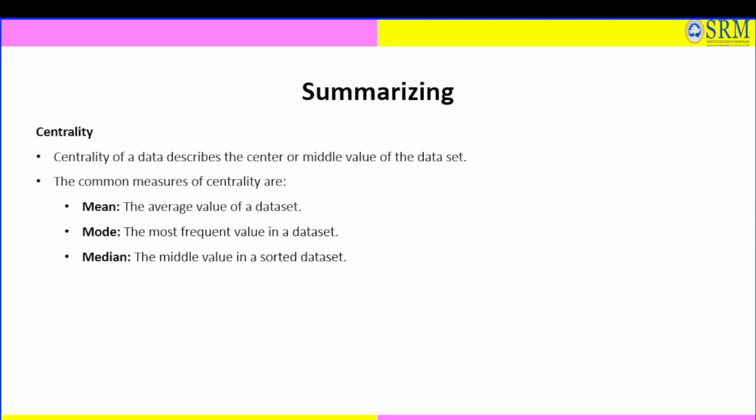Next is the mode. Mode is the most frequent value in a data set, and a data set can have only one mode, in which case it is called unimodal, or it can have multiple modes, called multimodal, or even no mode. And the last one is the median. The middle value in a sorted data set is called the median. In this case, you have the data in a sorted manner. The median is less sensitive to outliers than the mean.